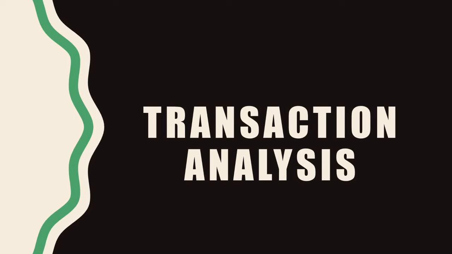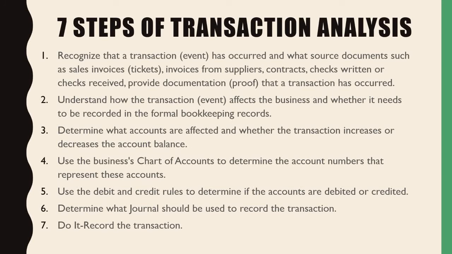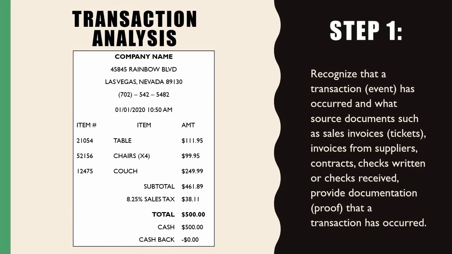So let's talk about transaction analysis. How do we even determine when to actually journalize? So there are 7 steps to transaction analysis. This is where we're going to walk through a scenario and analyze it and determine how we're going to journalize it, okay? So step 1, you need to collect your proof of transaction and you need to analyze it, okay?